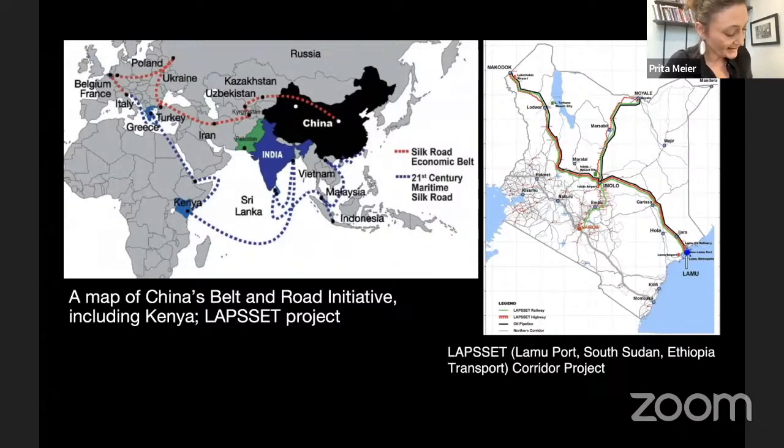This project demonstrates, as many scholars have pointed out, how such mega infrastructure projects reiterate and reinvent colonial projects of territorial penetration, control, and exploitation. These are obviously, quote unquote, projects of empire. Yet it's also important to nuance these easy assessments.